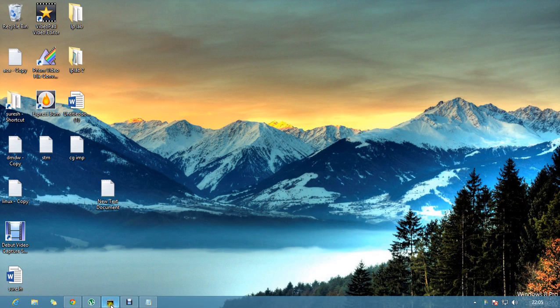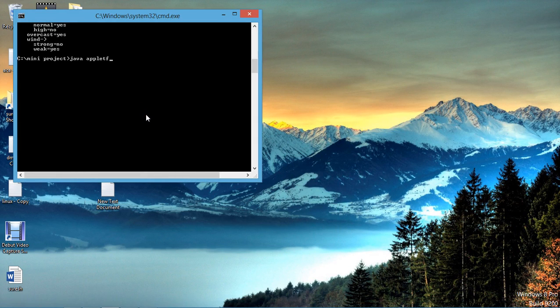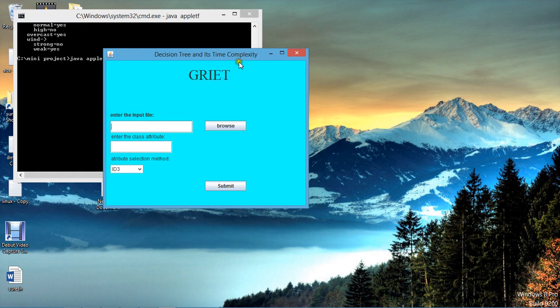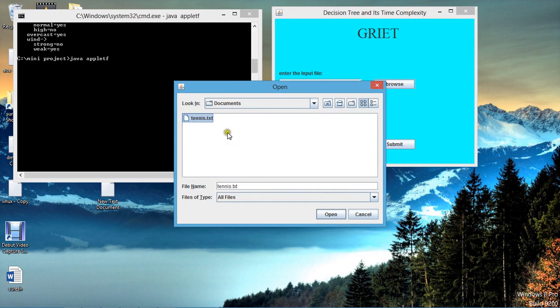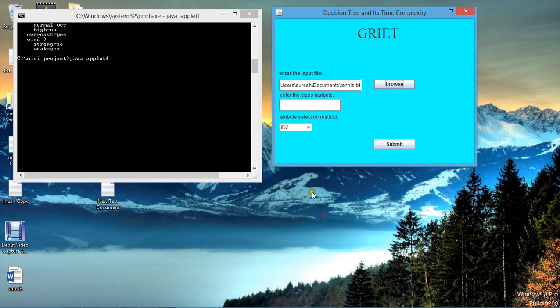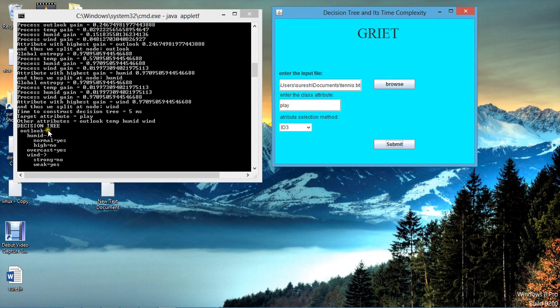So my mini project output looks something like this. This is the front end which we designed as an applet. So first let me browse a database, which is tennis. I'm done with it. And the class attribute, as you have already seen in the database, is play, and we are dealing with the ID3 algorithm.